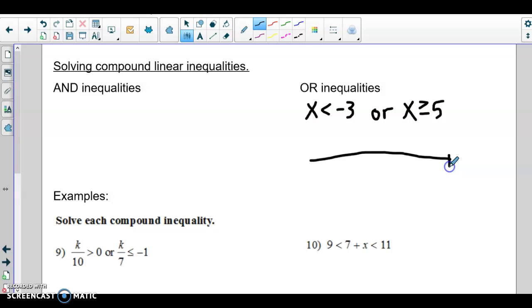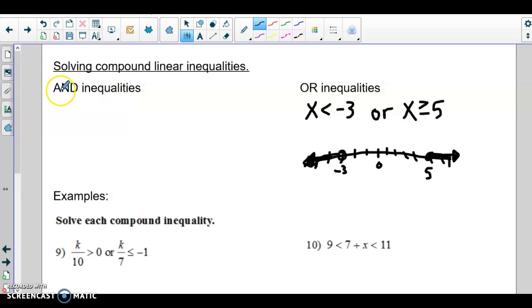If you think of a number line, -1, -2, -3, -4, -5, and 1, 2, 3, 4, 5, 6. Here's -3. If I want to say x is less than -3, that means x is any of these values on this part of the number line. Or, meaning not both, there's no overlap, x has to be greater than or equal to 5. Here's 5, and every number greater than or equal to 5 is to the right here. So with or compound inequalities, you end up getting solutions that don't overlap.